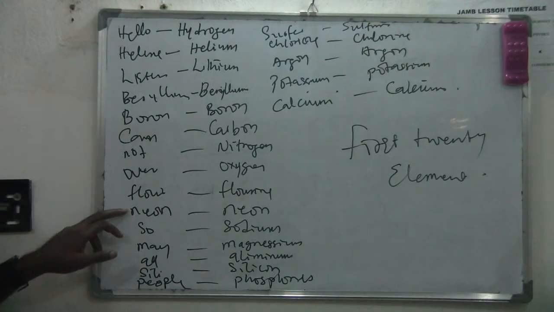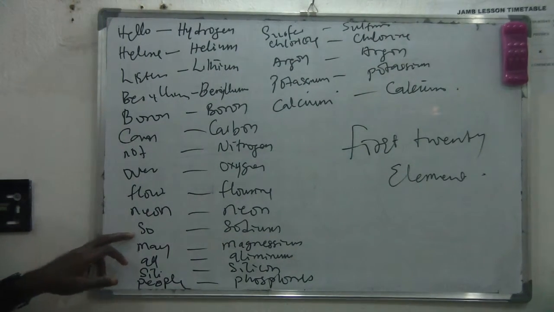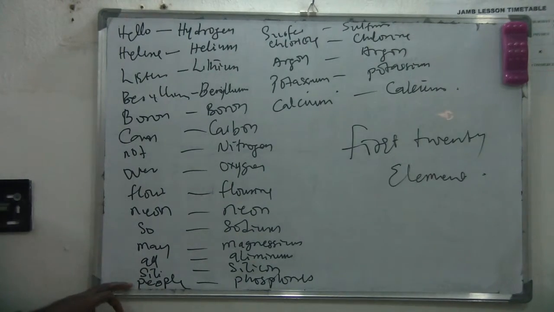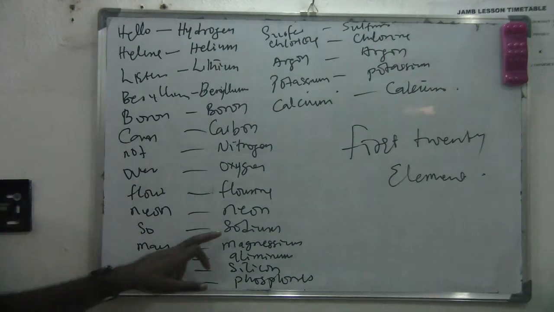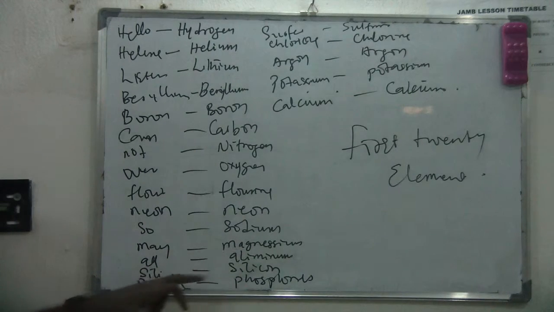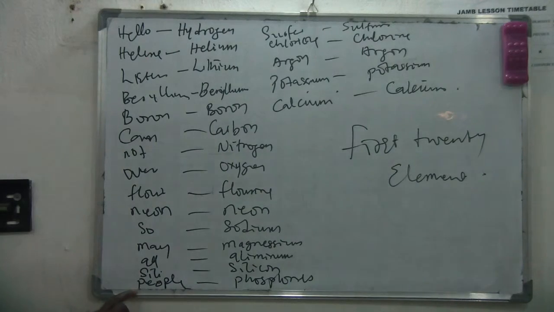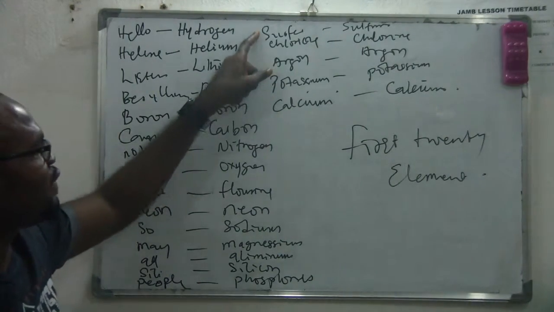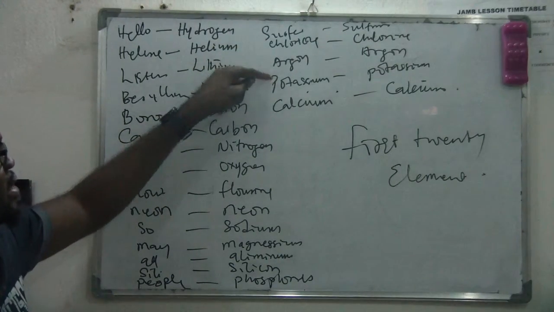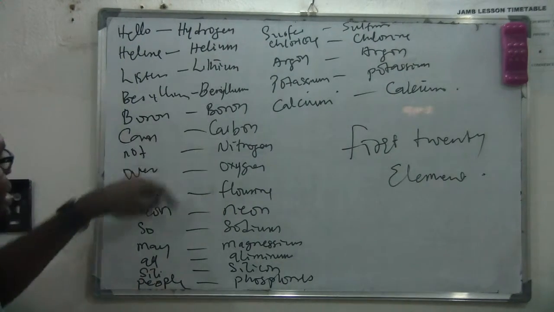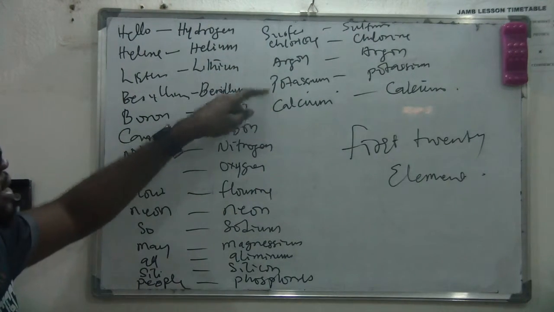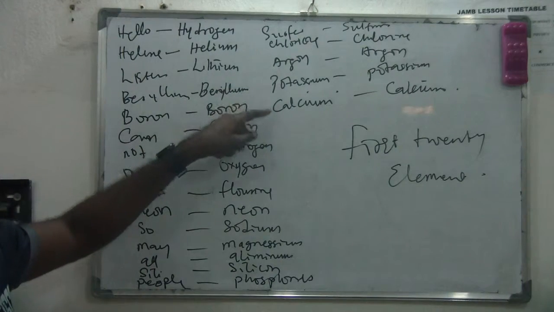Then the second line says, so may all silly people. You understand? So is for sodium. May is for magnesium. All is for aluminium. So may all silly people do what? Sulfur, chlorine, argon, potassium, and calcium. All the silly people should suffer these four things: chlorine, argon, potassium, and calcium.